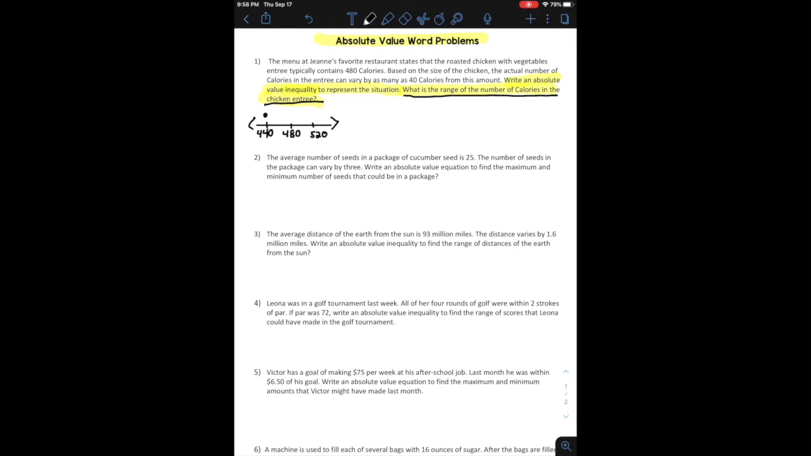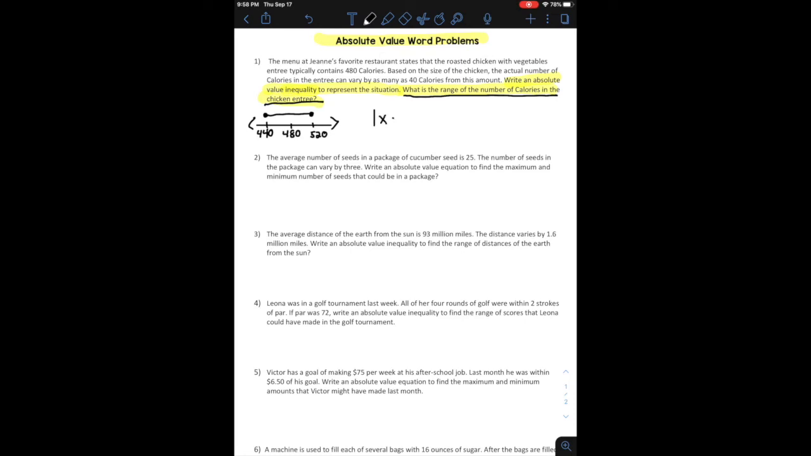So we already know we could answer the question that the range is anywhere from 440 calories to 520 calories, with any value in between being a solution. So it could be anywhere from 440 to 520. Now that we have this graph, we could very easily write the absolute value inequality that represents this. As you can see, since we have solutions in between two values, it's an "and" compound inequality, so we're going to use the less than sign.